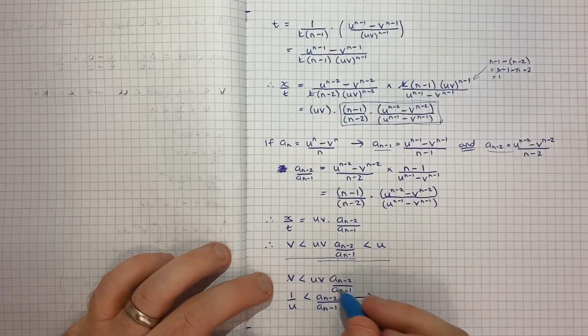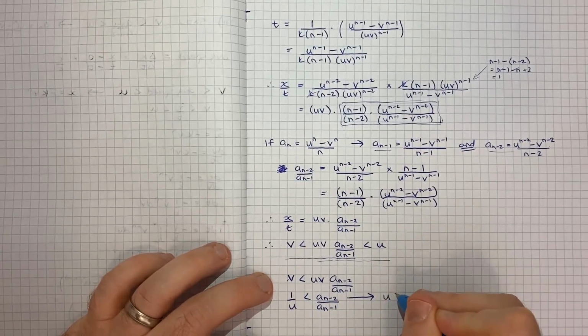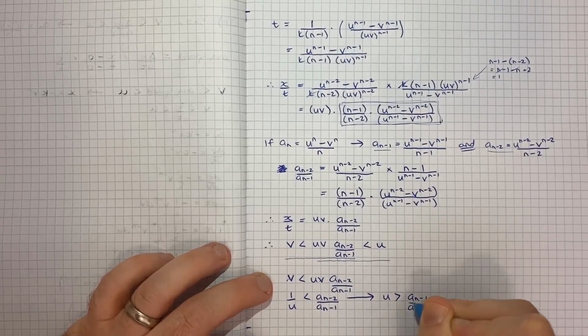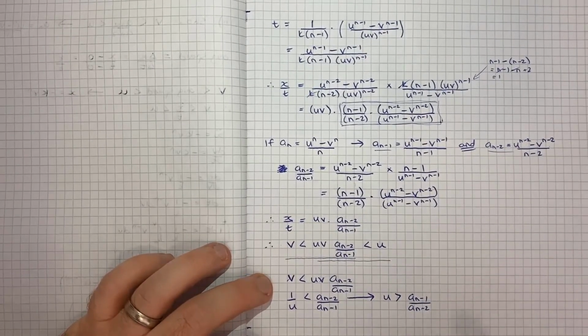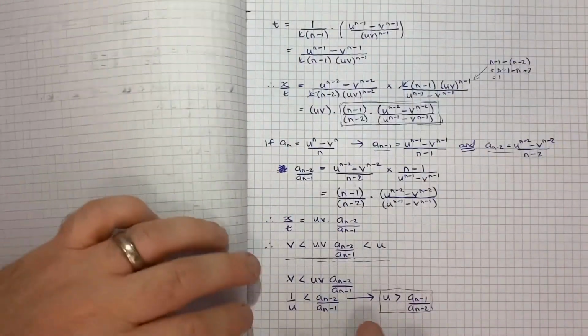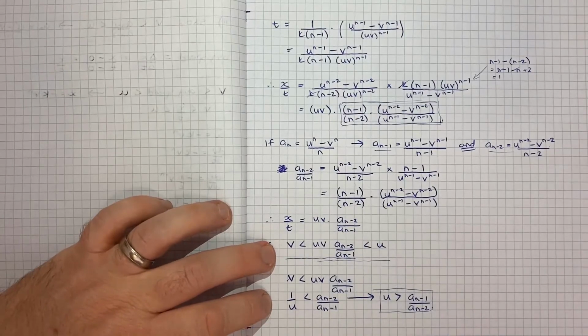We can then invert both sides. So we'll get u is greater than a_{n-1}/a_{n-2}. So that's the first part of the inequality dealt with, and we get this bit, which is this part here. So that's good, and hopefully you can see we're going to get the next part as required.